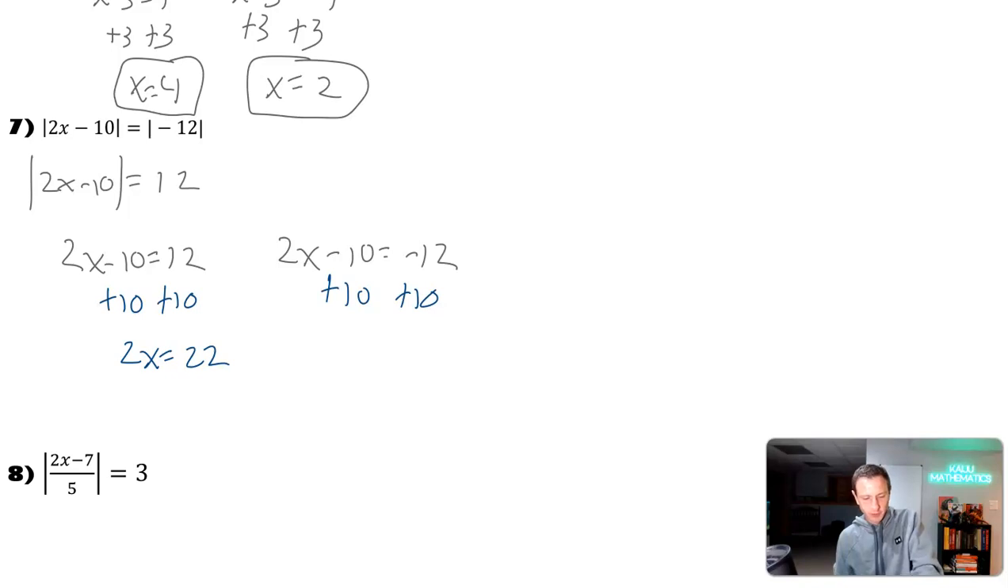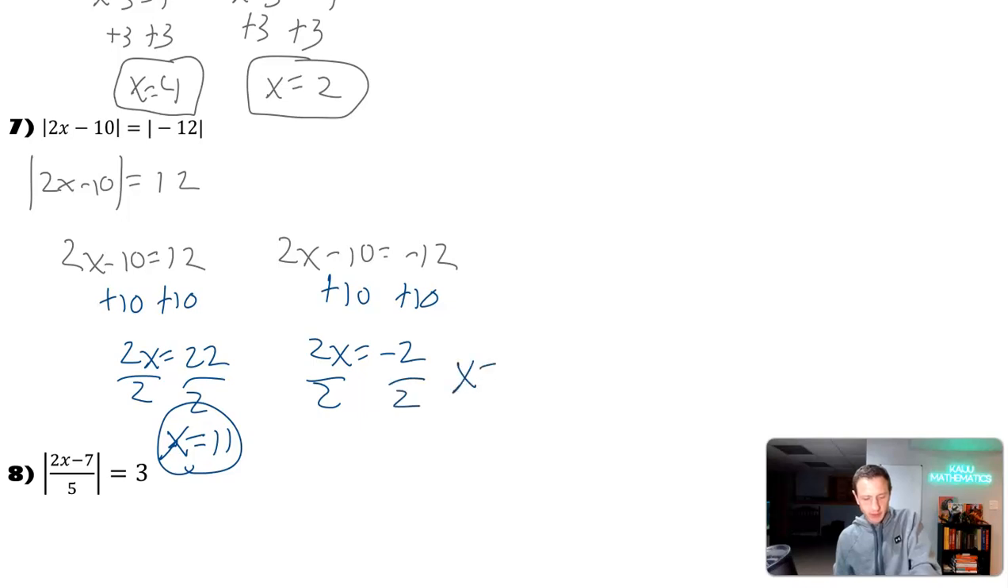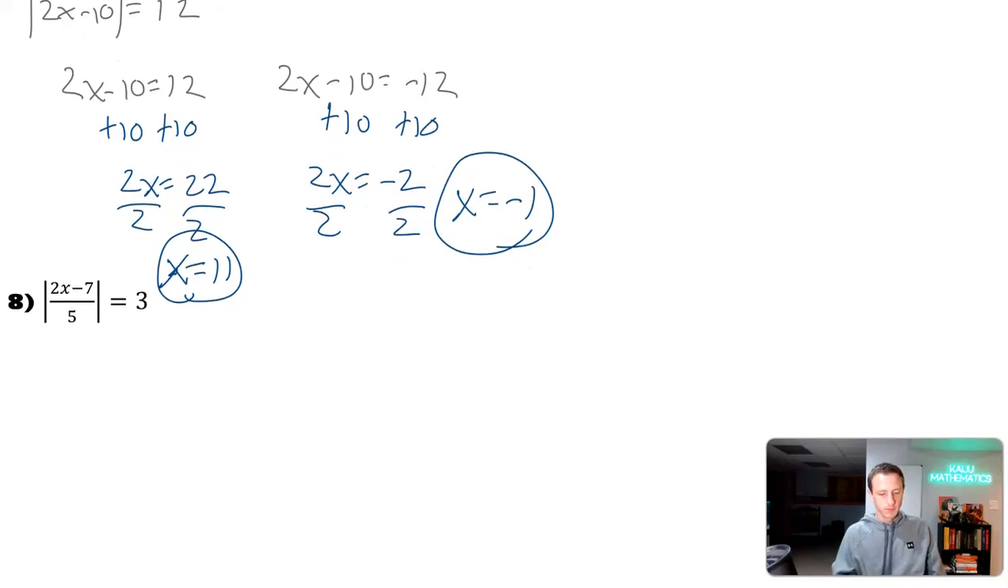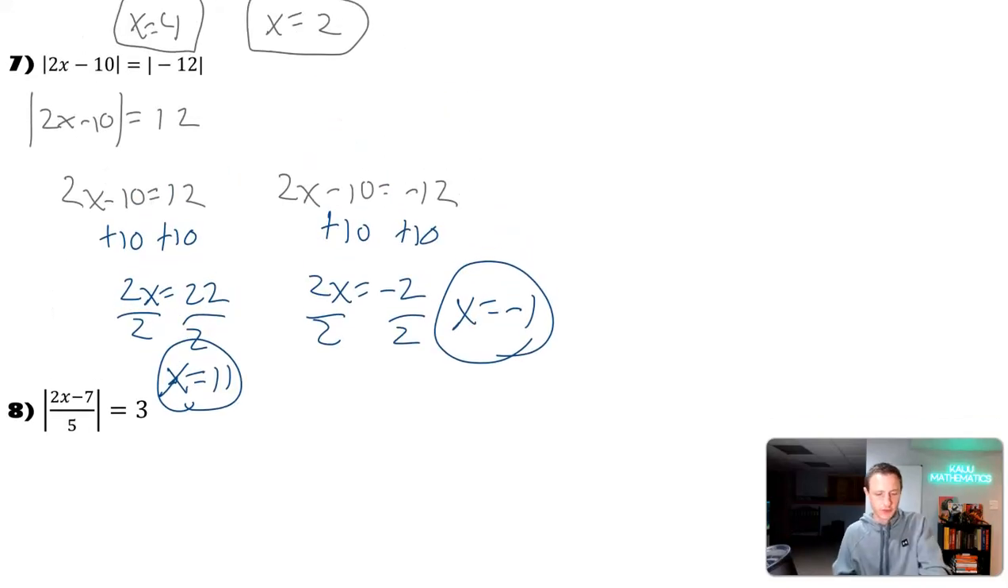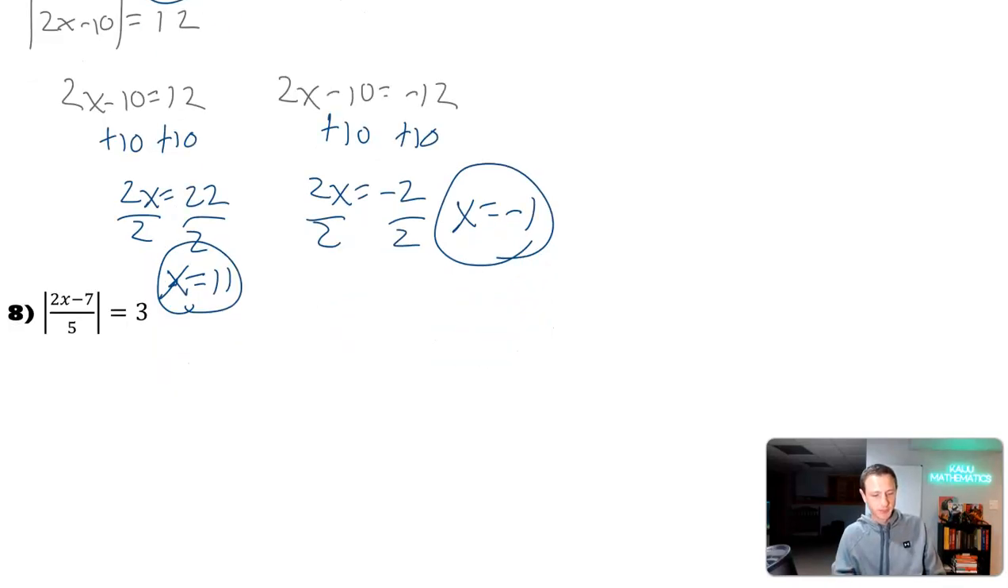I guess I probably should have just finished up solving that, but that's okay. 2x equals negative 12 plus 10, which is negative 2. Divide by 2, x equals 11. Divide by 2, x equals negative 1. So nothing complicated, just identifying that the absolute value of negative 12 is just 12. So then we just get the same type of problem there.